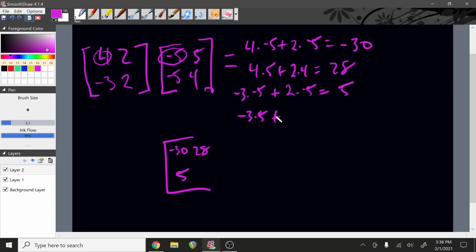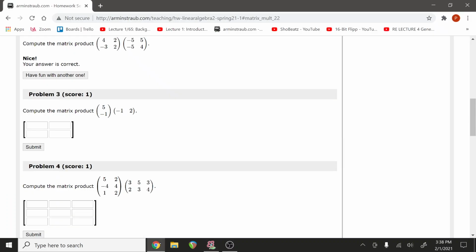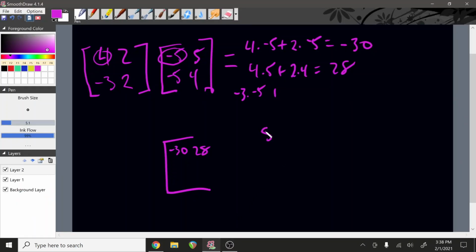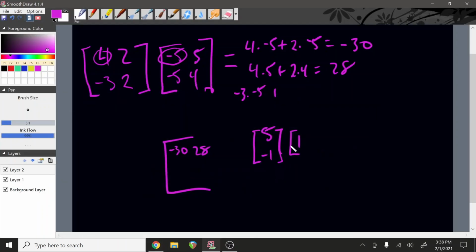Basically the same thing. Probably don't need all this space, but let me just pull this up real quick. We have 5, -1, and 1, and then 2, -1, 2.